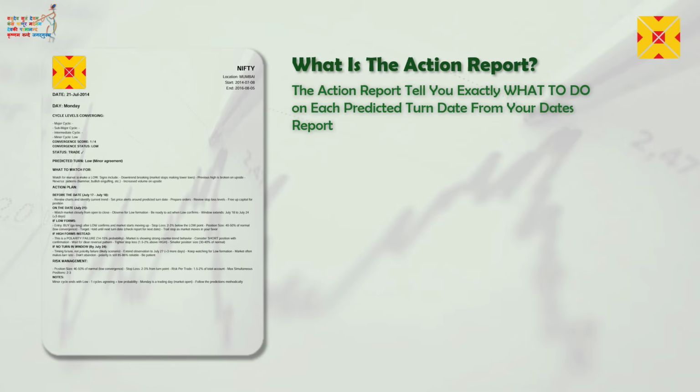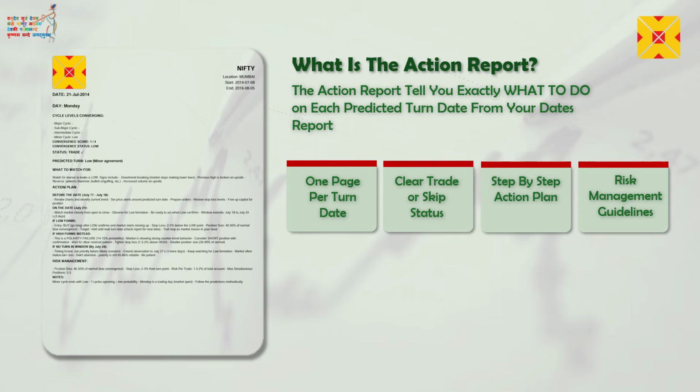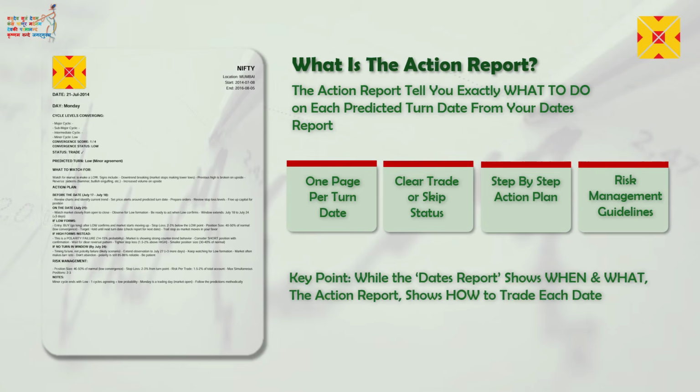While your dates report tells you when a trend change may occur and what direction to expect, the action report tells you exactly how to trade it. Each predicted turn date gets its own page in the action report. You'll see whether to trade or skip that date, a step-by-step action plan, and risk management guidelines specific to that prediction. The key point to remember: the dates report shows when and what. The action report shows how.